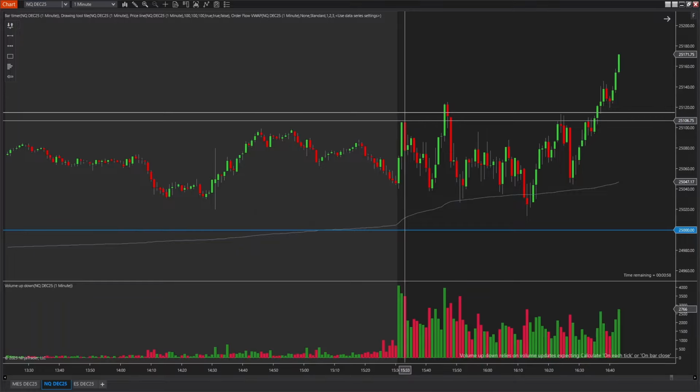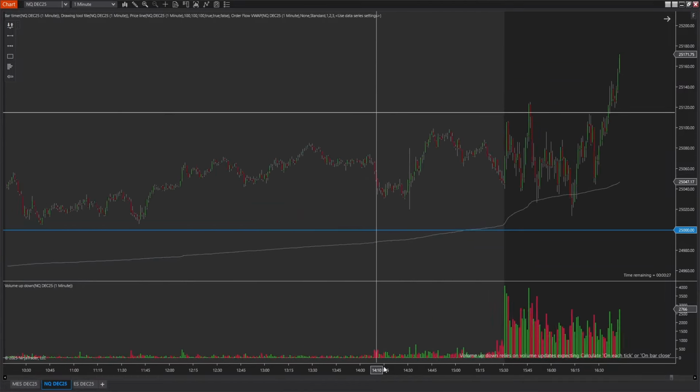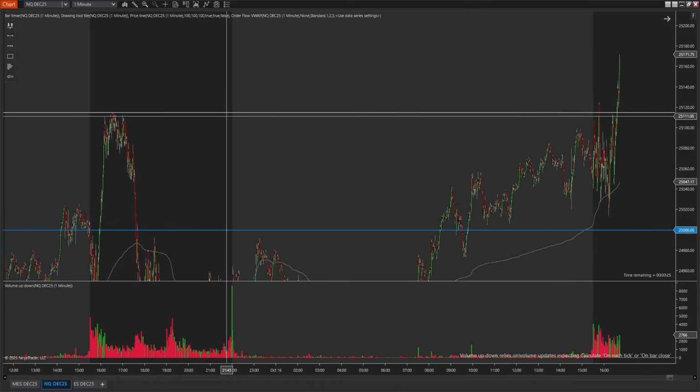is also very crucial. And then another thing to the overall analysis, while I was in the trade of ES, in my pre-market plan on Nasdaq, I said, looks like a sell-off from yesterday is not giving much downside pressure on Nasdaq right now, but I'm still going to be careful if yesterday high gets taken out, as we might get a reversal. And for preparation of this video, I put this line over here already. That was the high of the day before.